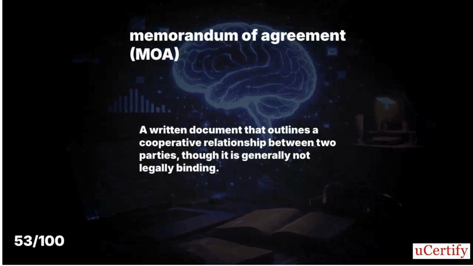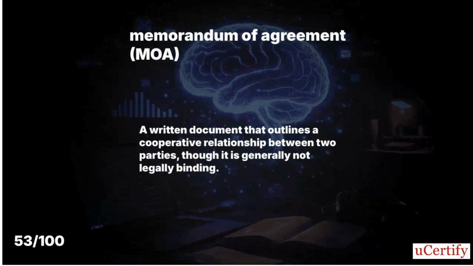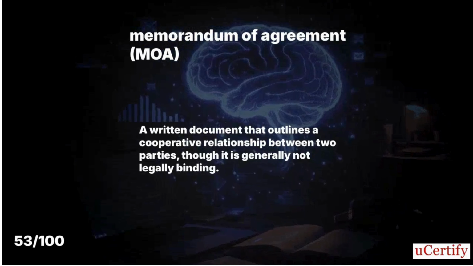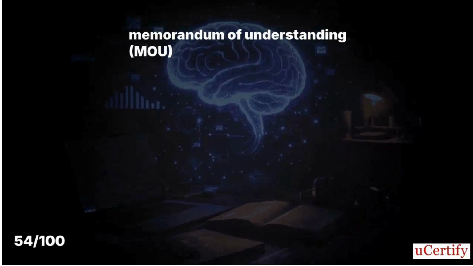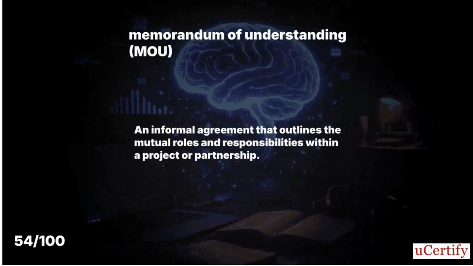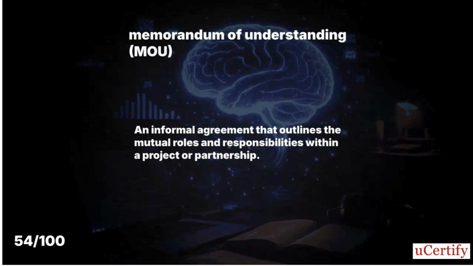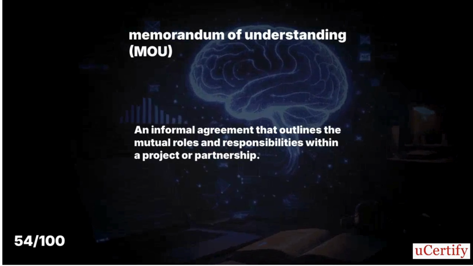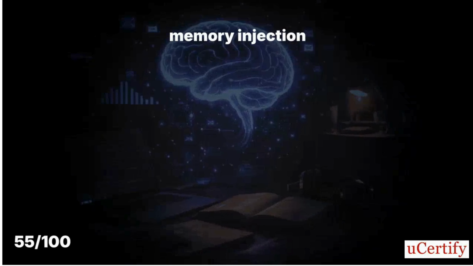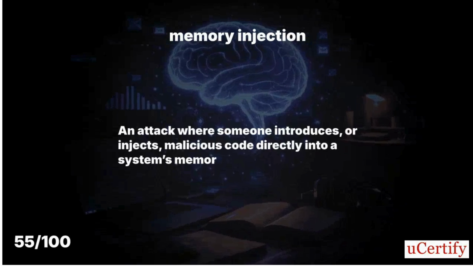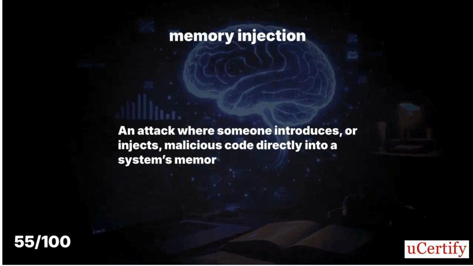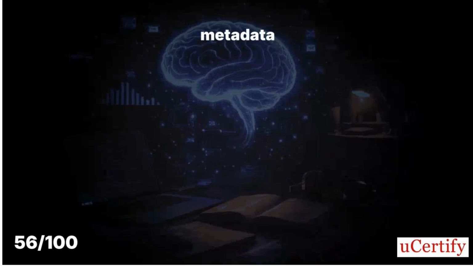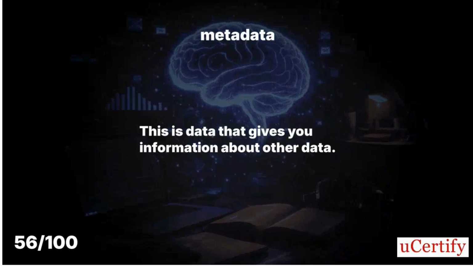A written document that outlines a cooperative relationship between two parties, though it is generally not legally binding. Memorandum of Understanding, MOU. An informal agreement that outlines the mutual roles and responsibilities within a project or partnership. Memory injection. An attack where someone introduces or injects malicious code directly into a system's memory. This is data that gives you information about other data.